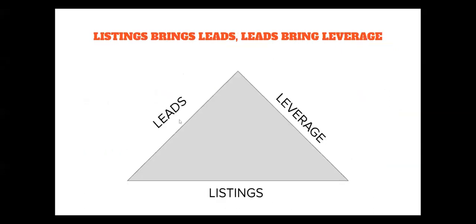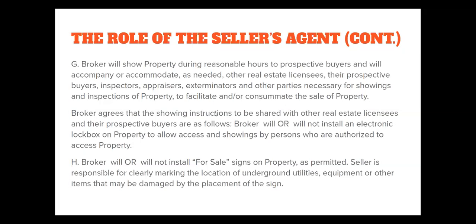And then finally, broker agrees to showing instructions to be shared with other real estate licensees and their prospective buyers are as follows. Broker will or will not. Obviously, it's will. Okay, we always will. Or if you're in the country somewhere and there's not a good service, consider using a combo box, a lockbox. Now, with that, you can't track who's come and gone. Once they get the combo, they got the combo. They can come and go as much as they please. So you have to be a little bit more diligent in making sure that nobody's coming and going inside your client's home. All right. Finally, broker will or will not install a for sale sign on property as permitted.